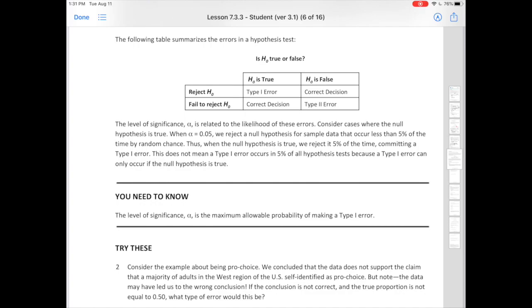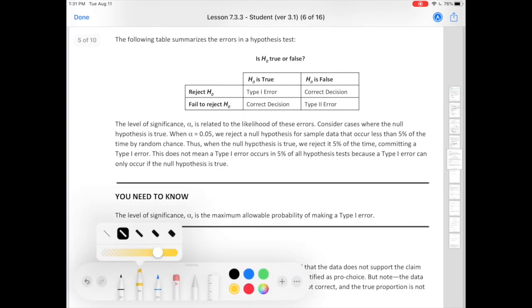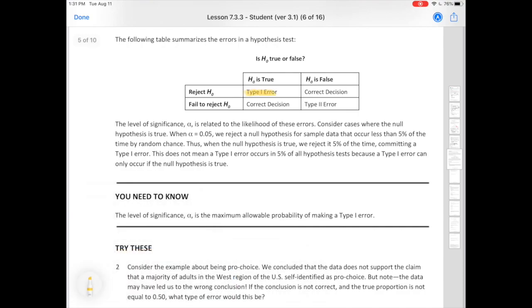So let's look at this. If the null is true, and let me use a highlighter to point this out, if the null is true but you reject the null, that's called a type 1 error. And if the null is false but you fail to reject it, in other words, you fail to reject something that you should have rejected, that's called a type 2 error. Okay?